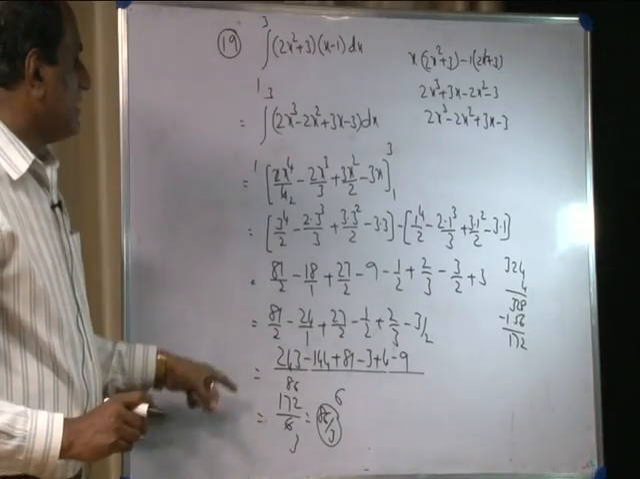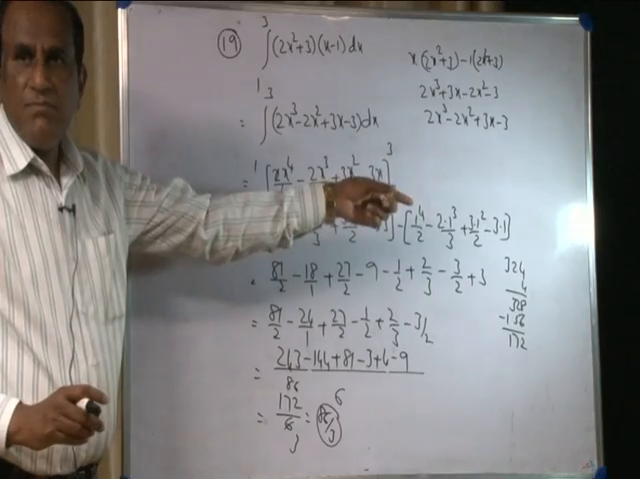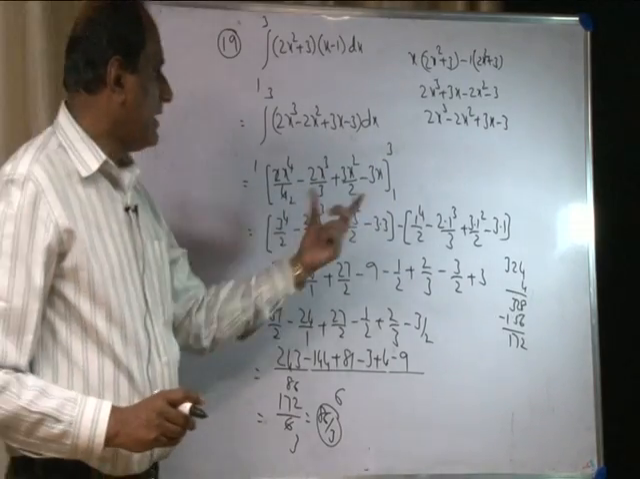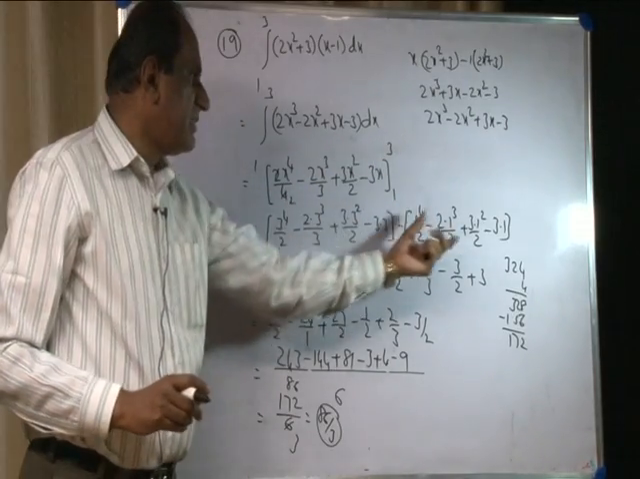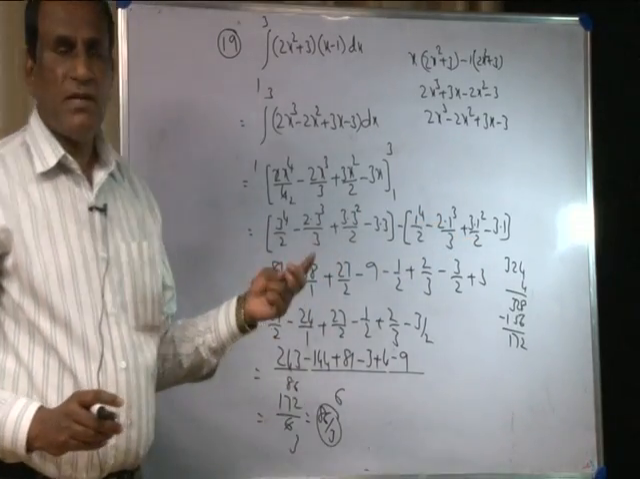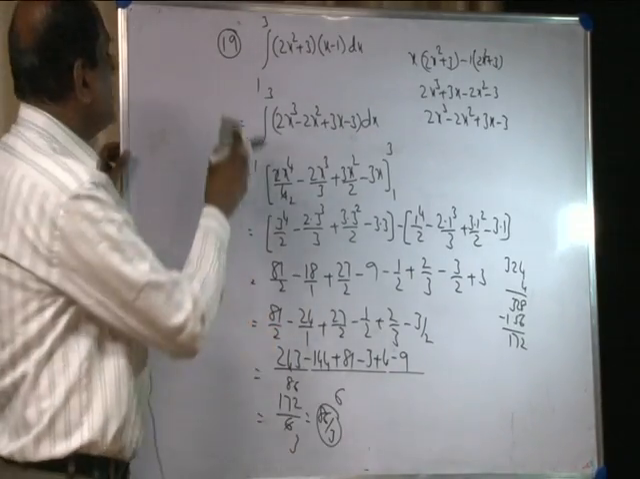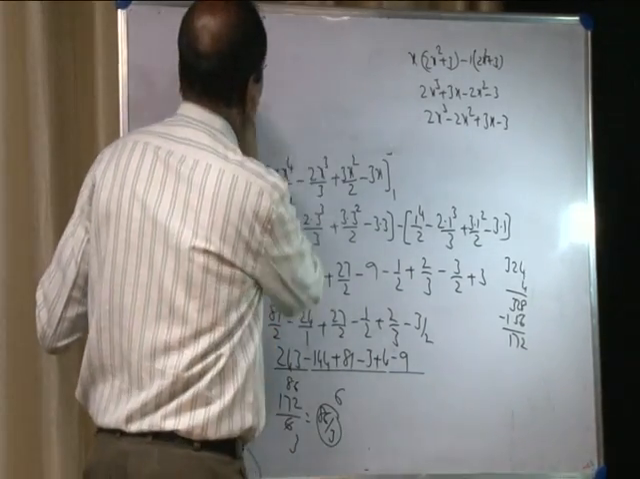If the calculation is more, then apply the upper limit, then minus the lower limit, and remove the brackets or simplify first this bracket and this bracket, subtract the simplified value of the second bracket from the first bracket, or remove all the brackets and simplify. So this is the 19th problem.